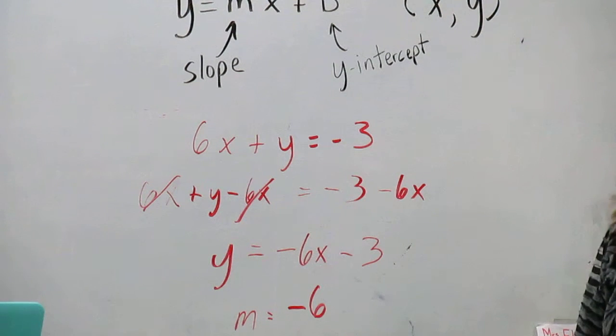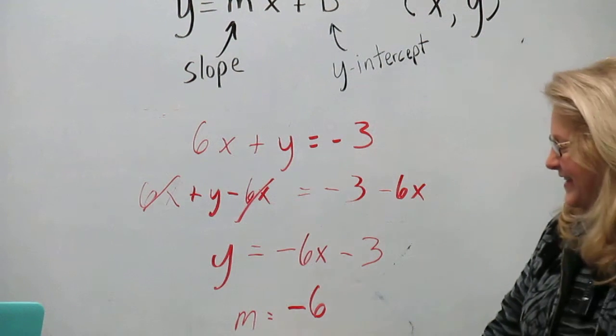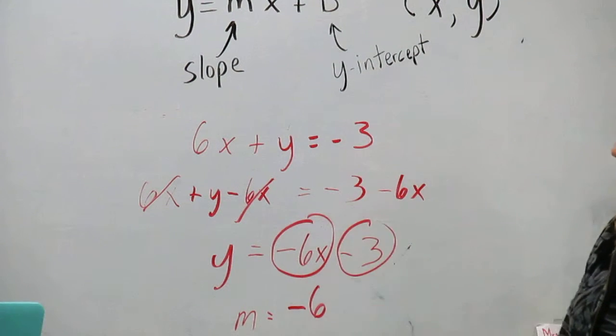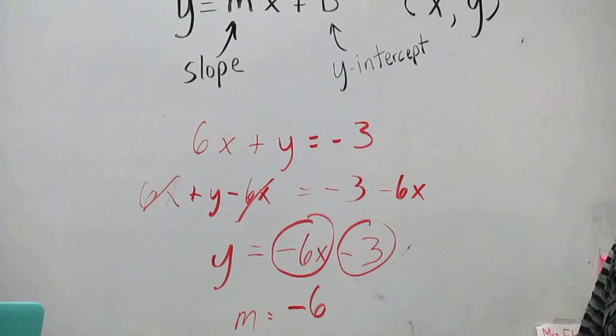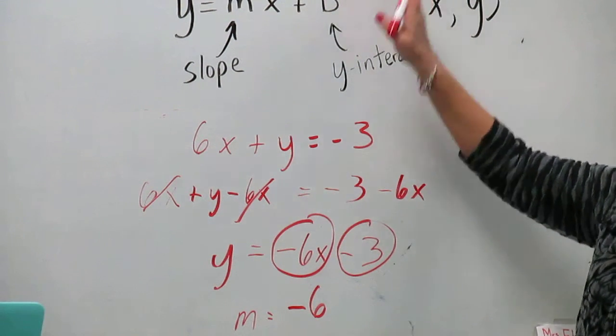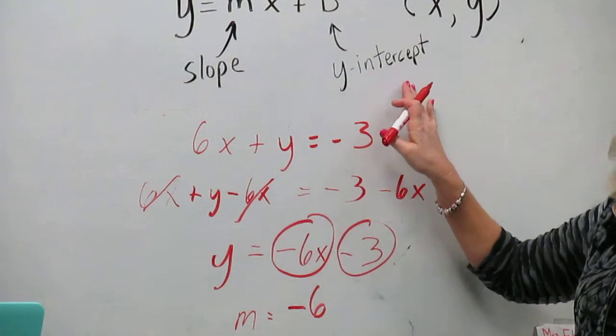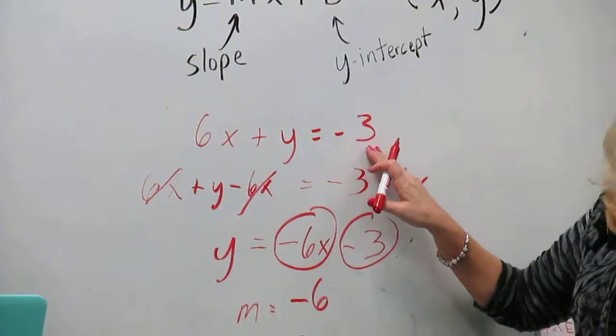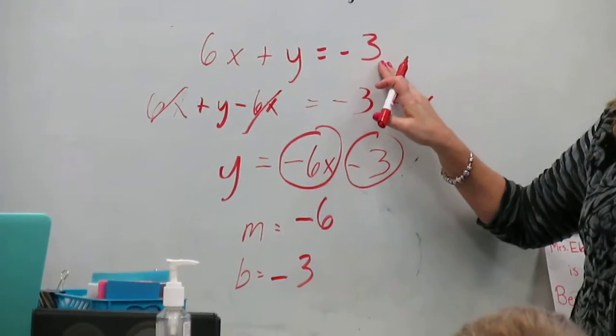And then 3. Which one? -3. Negative 3, good. The signs must stay attached to the number that they're with. So the slope would be negative 6 and the y-intercept would be negative 3. So we've now learned everything we need to know about slope-intercept form. We know how to find both slope and y-intercept, how to look at it on a graph, and we know how to take an equation that's not in y-intercept form and turn it into y-intercept form.